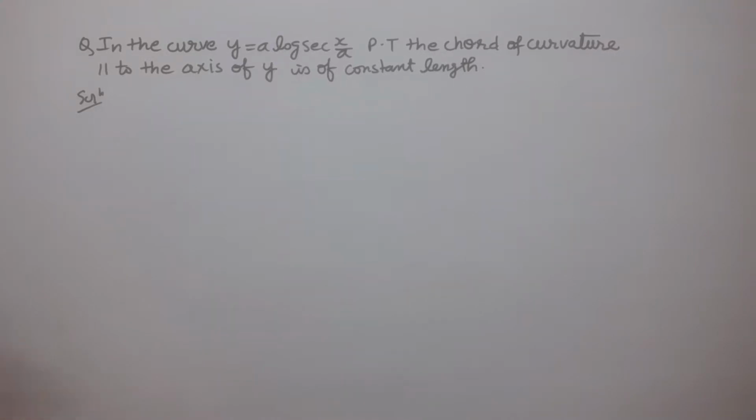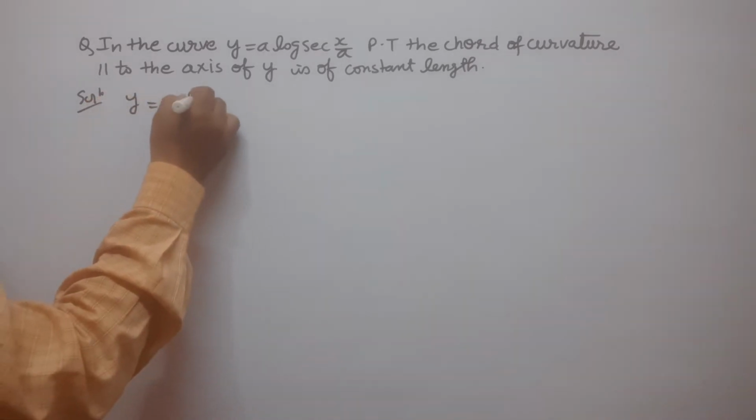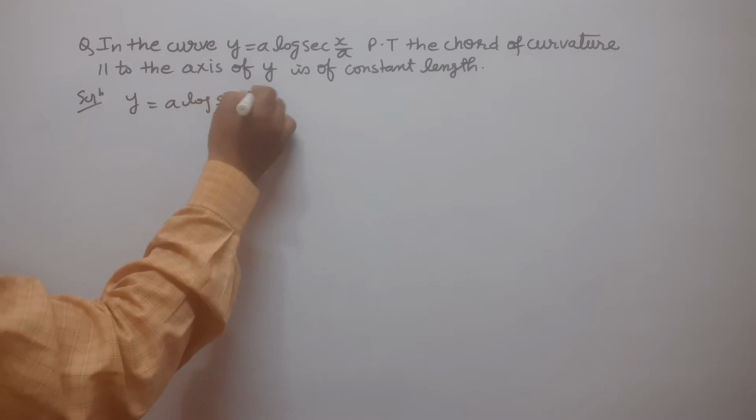Students, in this question, the given curve is y is equal to a log sec x upon a, and we have to prove that the chord of curvature parallel to the axis of y is of constant length. You can see here the given curve is y is equal to a log sec x upon a, and we have to prove that the chord of curvature parallel to the y axis is of constant length. So first, it is given that y is equal to a log sec x upon a.